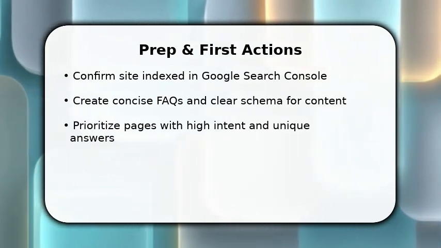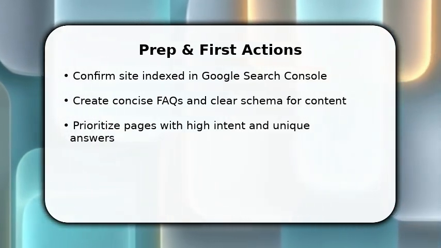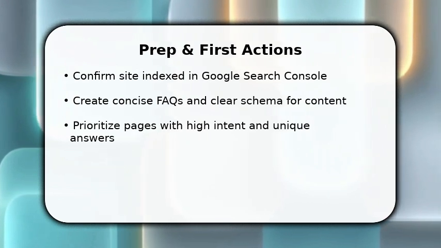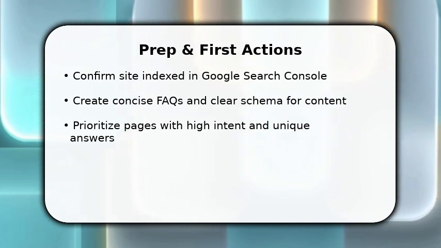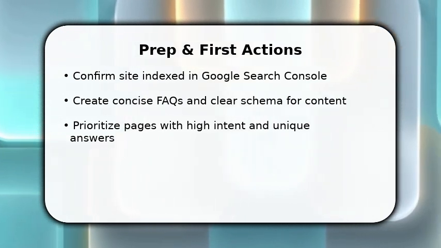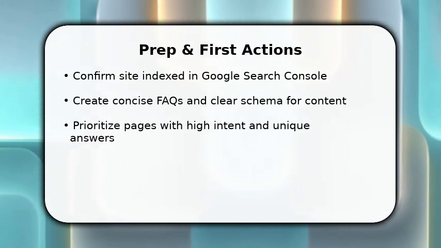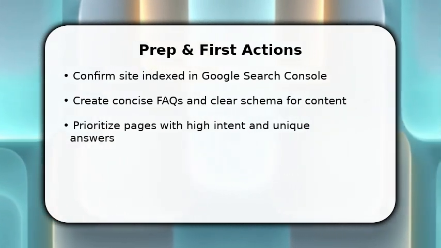Once done, prioritize pages that directly answer queries with unique, authoritative information. These are the pages most likely surfaced in AI snippets. Make sure to use clear headings and short answer paragraphs so the AI can extract precise responses quickly.